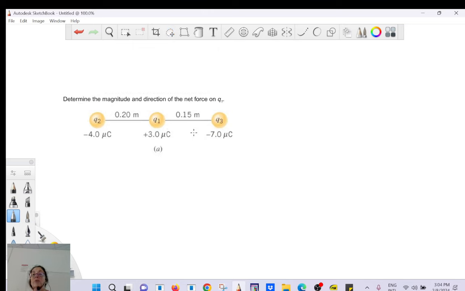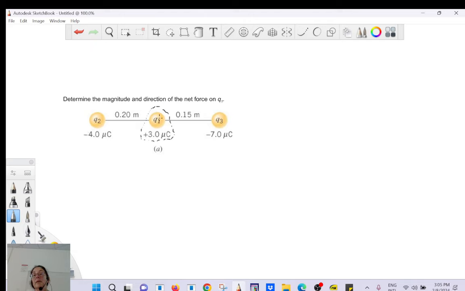So the first thing you do, you isolate what you are interested by. So I'm interested by Q1. Do you agree? Okay. And you want to make sure you have your charges just underneath to understand if this is negative. You see you have a minus, this is plus, this is minus.